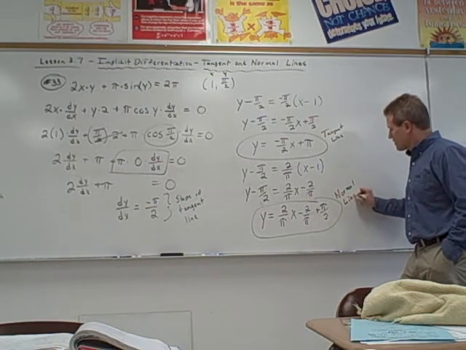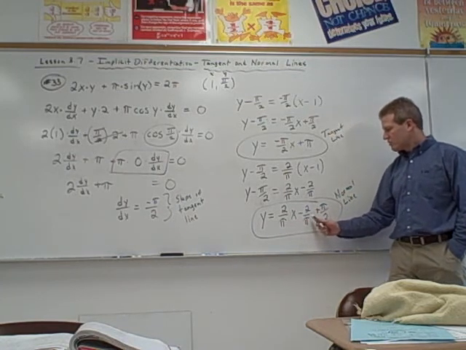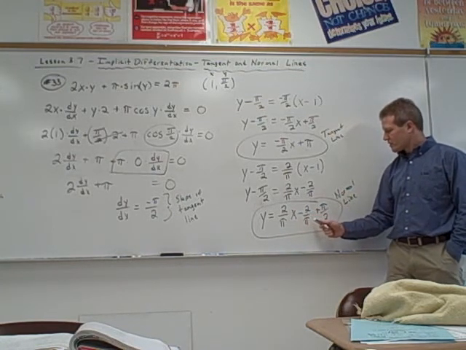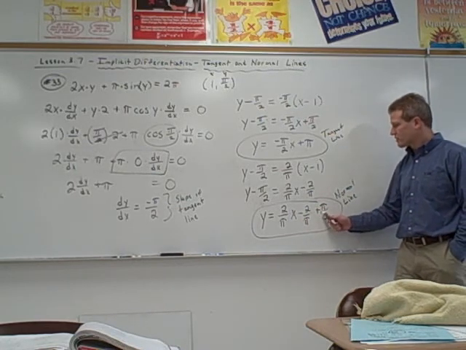And you can see our slope on this line is 2 over pi, but if we wanted to get the y-intercept, we could use a calculator to approximate this value and have a better idea of exactly what the y-intercept is on that normal line.